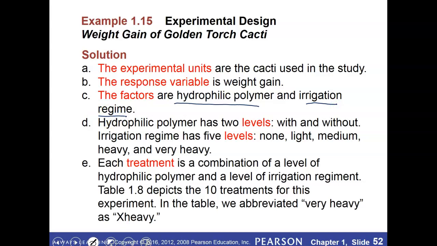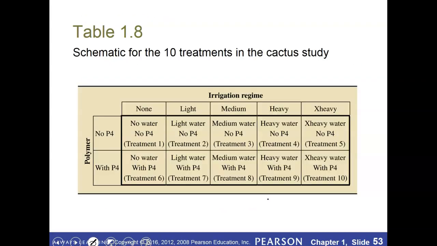So the hydrophilic polymer has 2 levels: either it was used or it was not used. The irrigation regime would be either none, light, medium, heavy, or very heavy. Those are the levels of each factor. Then for each treatment, we don't really have either they were treated or they weren't treated. We have levels of the treatment, and there's actually 10 different levels. These 10 levels can be outlined using this.